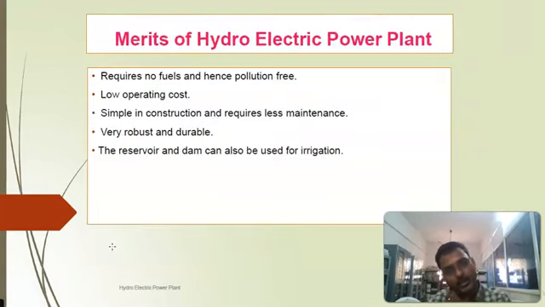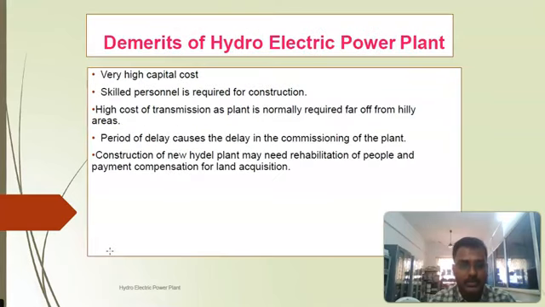Merits of the hydroelectric power plant: it requires no fuel, unlike thermal power plants or some other power plants, and has low operating cost. It is simple in construction, requires less maintenance, and is very robust and durable. The reservoir and dam can also be used for irrigation. Demerits: very high capital cost, skilled labour is required, high cost of transmission, long construction periods that delay the commissioning of new hydro plants, and the resettlement of people and payment of compensation.